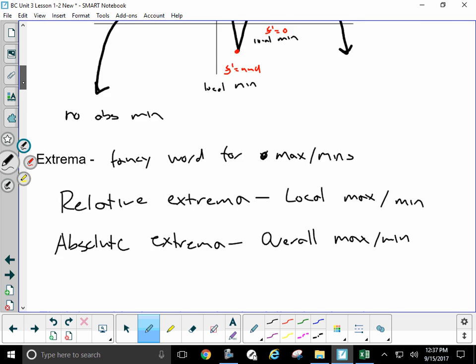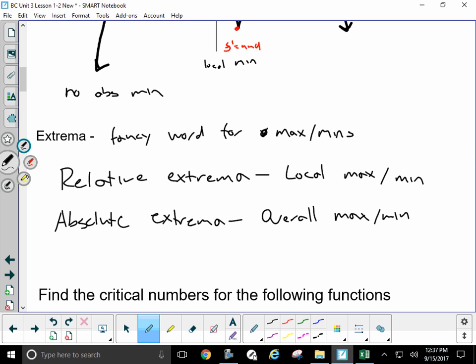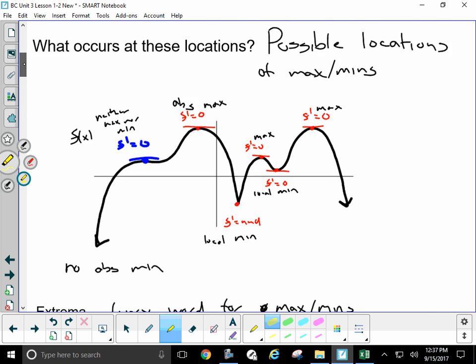Well, today we are not going to worry about absolute extrema. We're only going to worry about relative extrema. Now, we can also say the locations of absolute extrema are also relative extrema. So we're going to be focusing on relative extrema. It might happen to be the location of an absolute extrema, but we don't really care for today. Okay, but we're going to find these locations of maxes and mins.